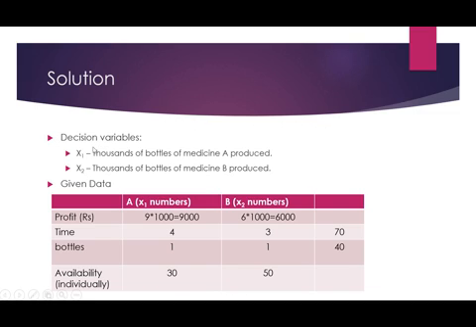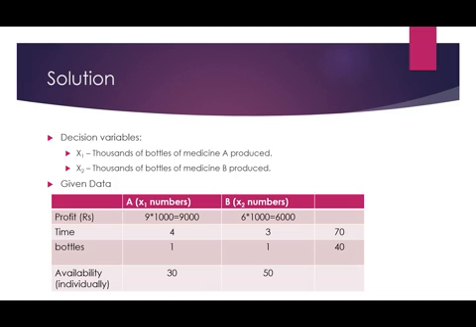So the decision variables are obviously two decision variables because we are manufacturing two finished products, medicine A and medicine B. So X1, I'll consider it as thousands of bottles of medicine A produced. X2 is thousands of bottles of medicine B produced. Now you might get a doubt, why not number of bottles?